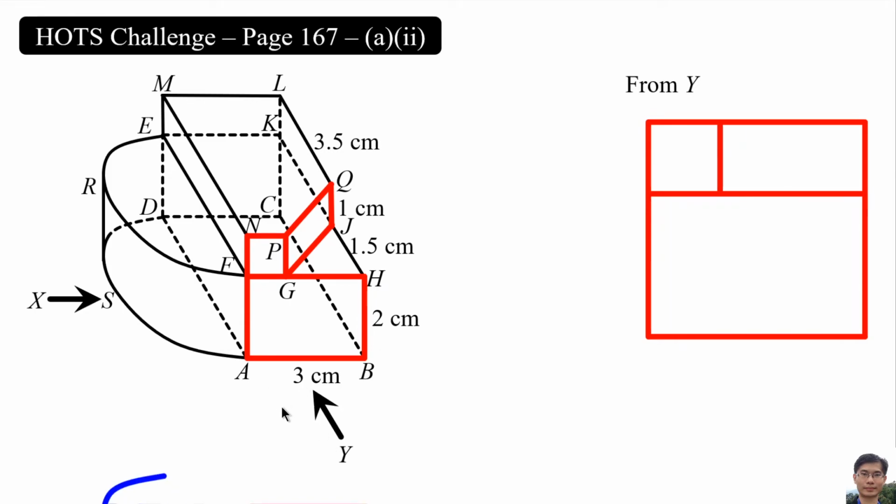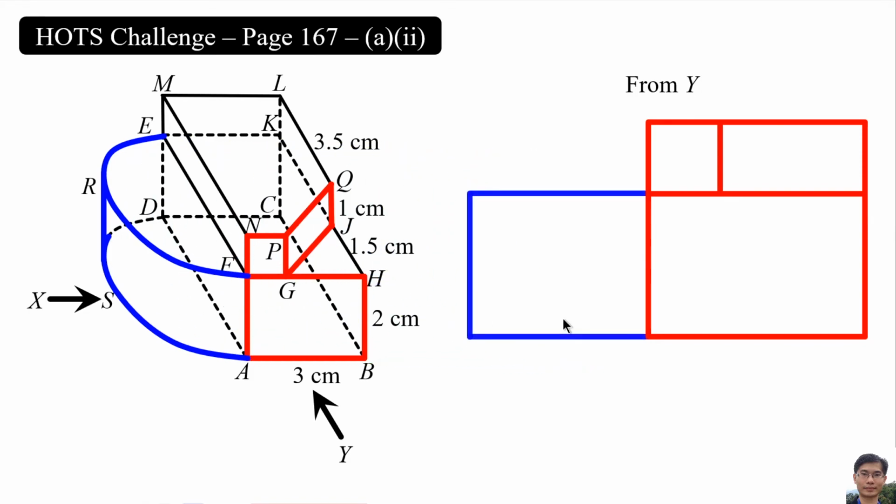When we view from Y, we also see this curve. The length of this horizontal line is the radius of this semicircle. This is the diameter. The diameter is 5 cm. So the radius is 2.5 cm. So the length of this horizontal line is 2.5 cm.